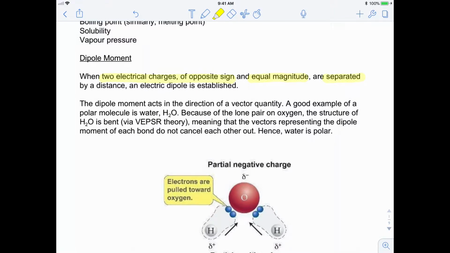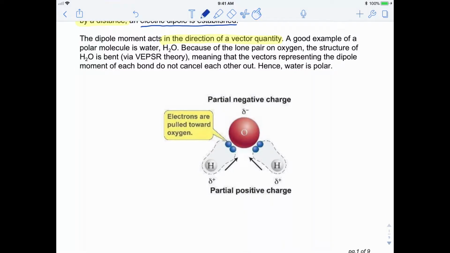So firstly, dipole moment. Two electrical charges of opposite sign and equal magnitude separated by distance. This is a vector quantity, and what it does is establishes what's known as an electric dipole, or charge separation. As it's a vector, it has direction.